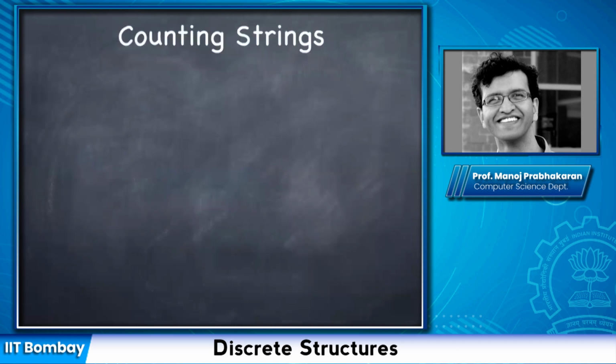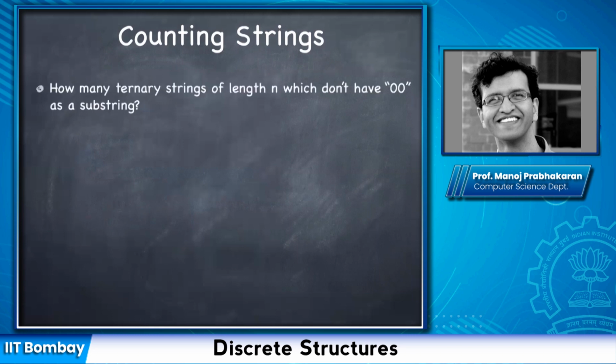One more example of why a recurrence relation would be useful in counting. So here is a question: how many strings of length n are there, which are ternary strings? Think of them as made up of symbols 0, 1, and 2. Those are the digits I can use in my string. I'm interested in n such digits, so it's a length n string.